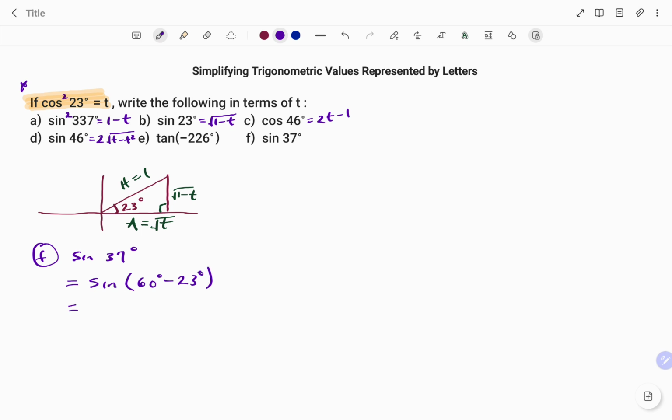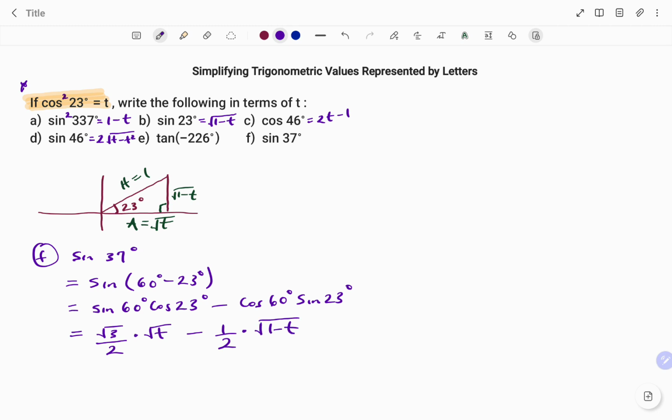And using the compound angle identity for sine, that's equal to sine A cos B minus cos A sine B, where A is 60 degrees and B is 23 degrees. That's equal to, using my special angles, sine 60 degrees root 3 over 2, multiplying cos 23 degrees, we've been able to establish that as square root of t, then minus cos 60, that's 1 over 2, times sine 23, we got that as root 1 minus t.